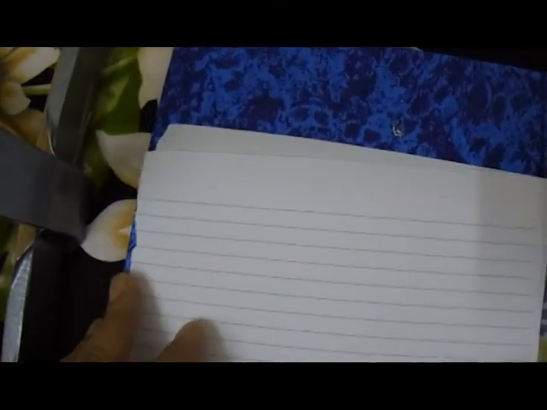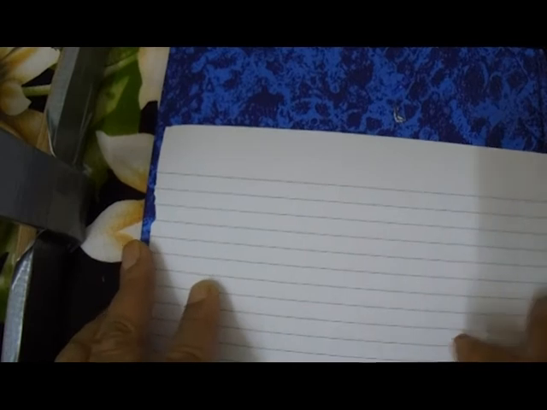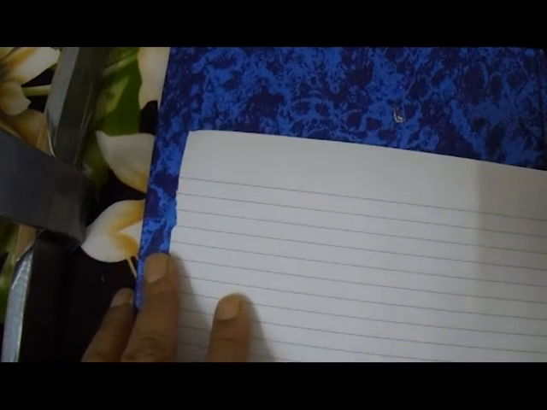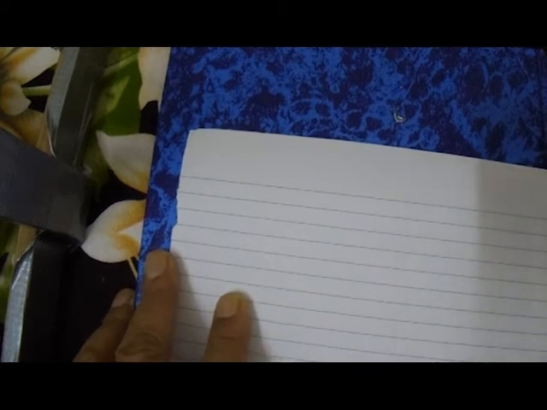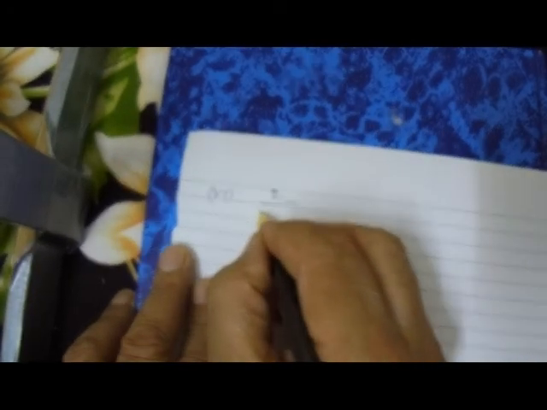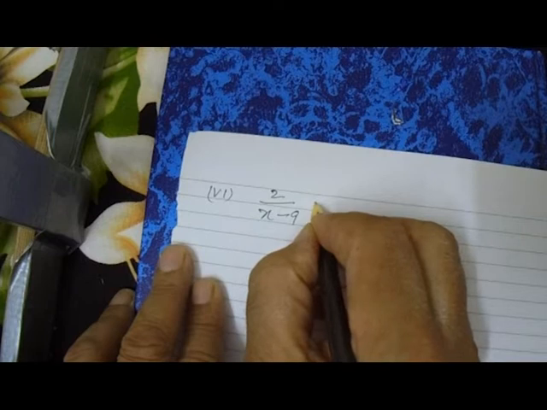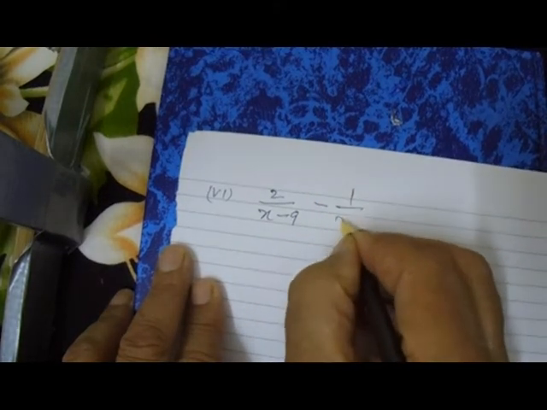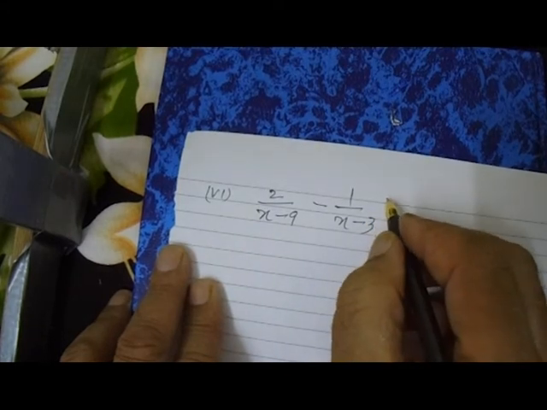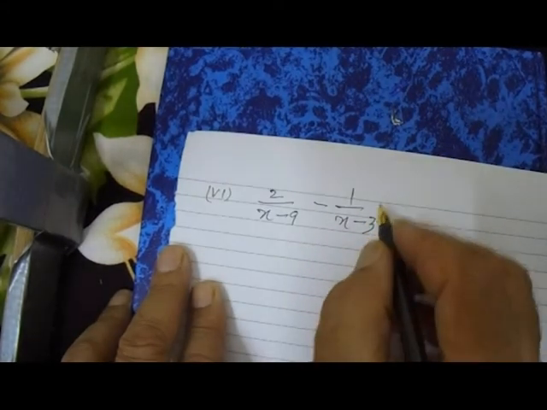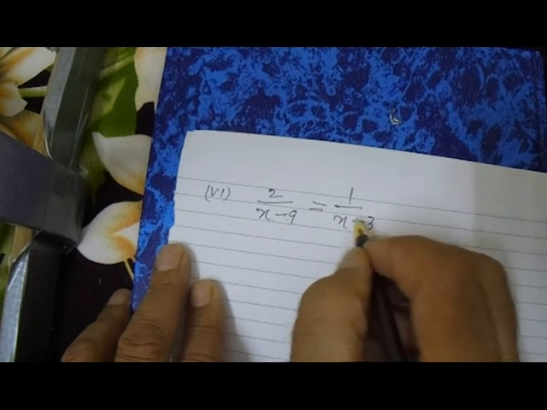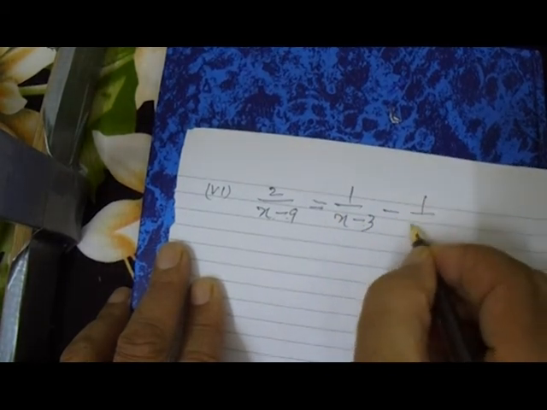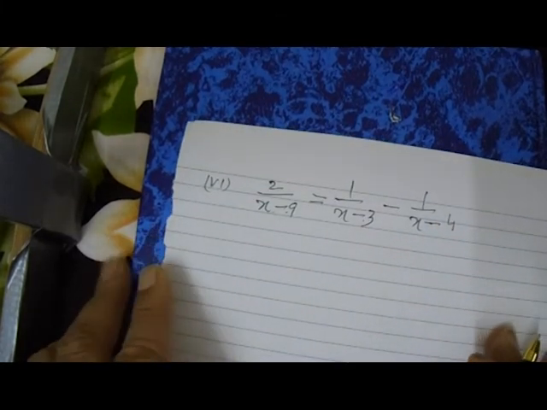Now we write the next part of this. This is the sixth part, and the sixth part is 2 over x minus 9 and minus 1 over x minus 3 is equal to 2 over x minus 9 is equal to 1 over x minus 3 and minus 1 over x minus 4. Now this is our question.